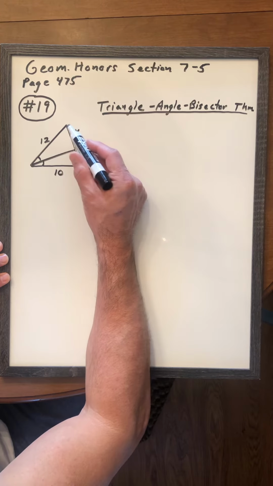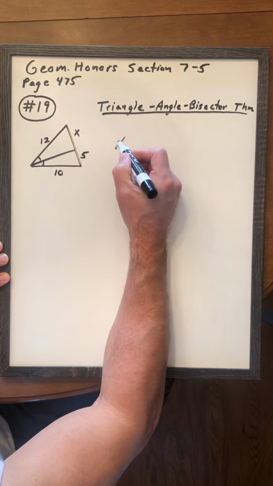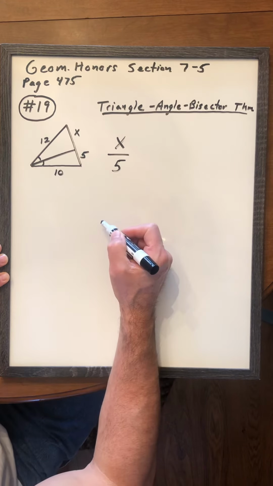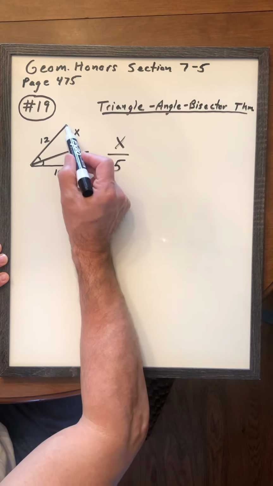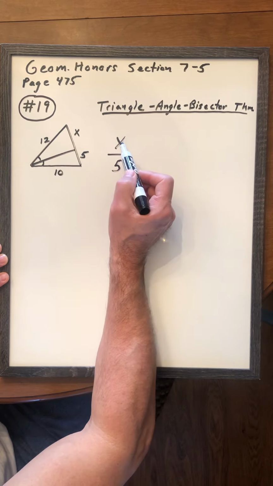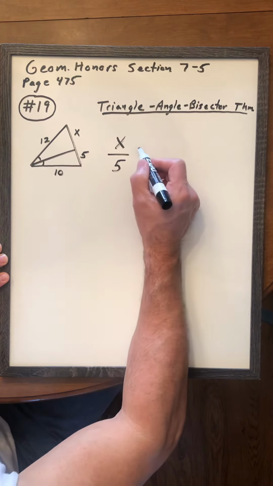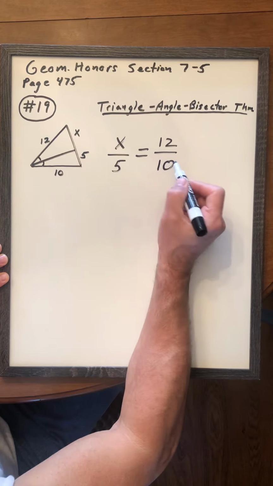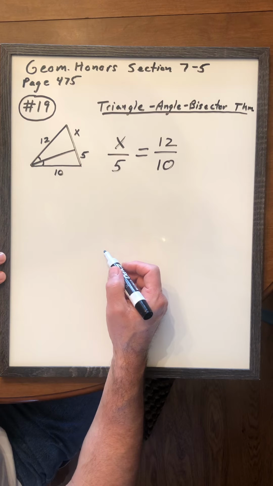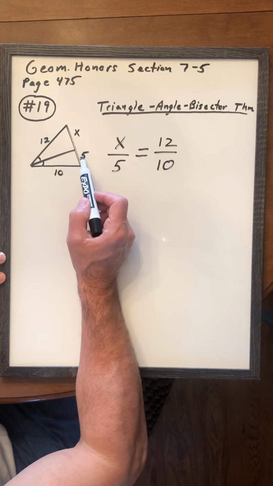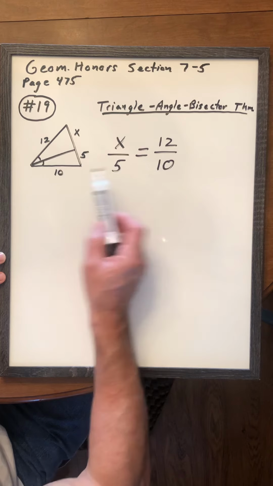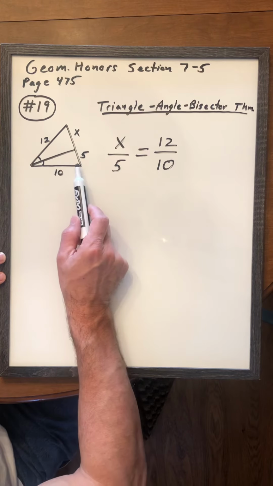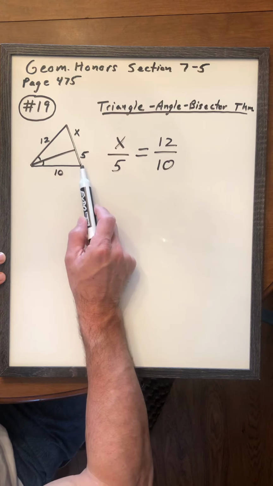I'm going to take this segment here, which is X, and put it on top, and put the 5 on the bottom. And so we take X over 5. Since I'm doing this segment, the X, on the top, then I've got to put the 12 on the top of my other fraction, and so it would be 12 over 10. So make sure you always stay consistent. If I would have put 5 over X, then on the other side, I would have to go 10 over 12. So whatever you do, whichever segment you put first, you have your ray that divides that side.